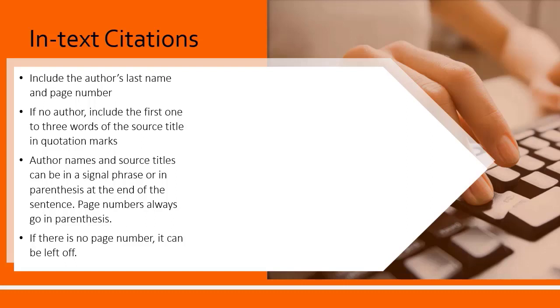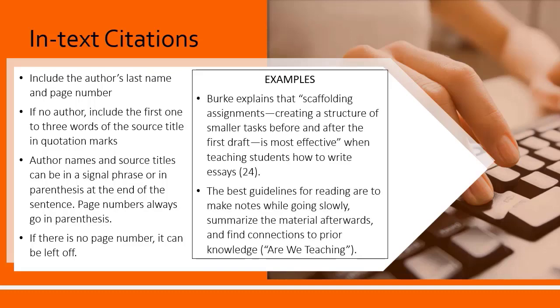Author names and source titles can be in a signal phrase in the sentence or in parentheses at the end of the sentence. If you have a page number, it always goes in parentheses. If there's no page number, it can simply be left off.